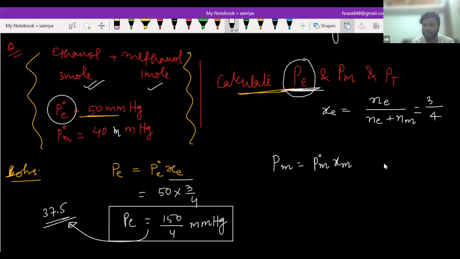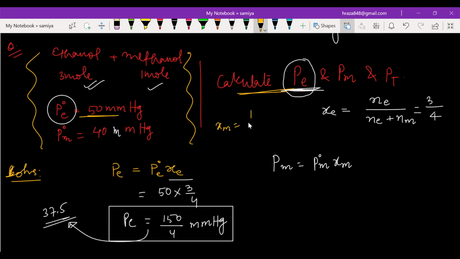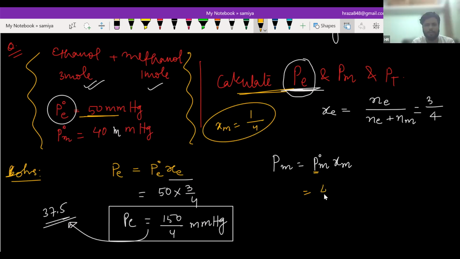Now the partial pressure of methanol will be equal to the pure pressure of methanol into the mole fraction of methanol. So what will be the mole fraction of methanol? I am going to calculate it first. The mole fraction of methanol will be equal to the number of moles of methanol over the total, 1/4. So what is the value of P naught M? It is given as 40, into 1/4, that will be equal to 10. Yes or no?